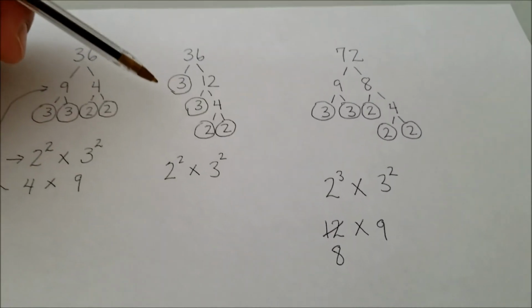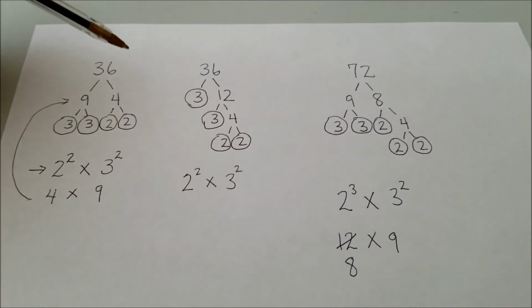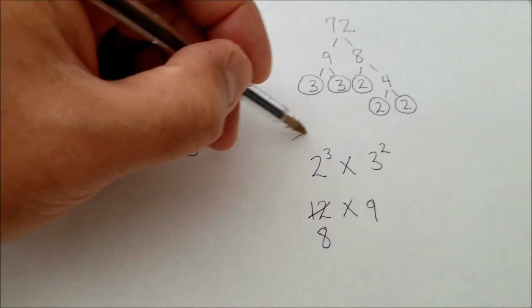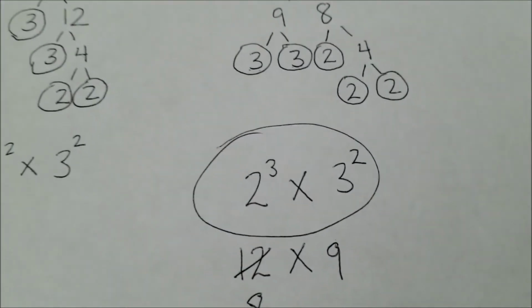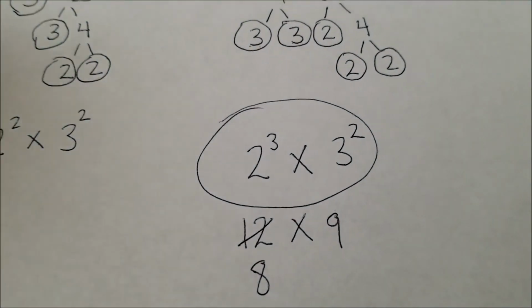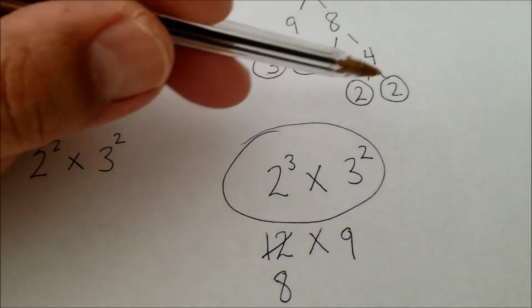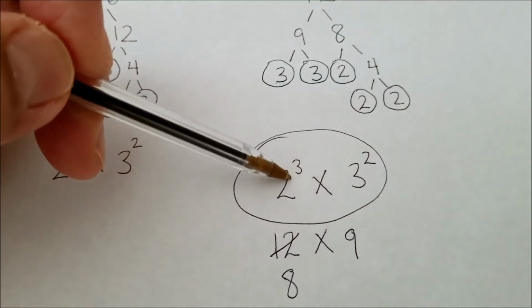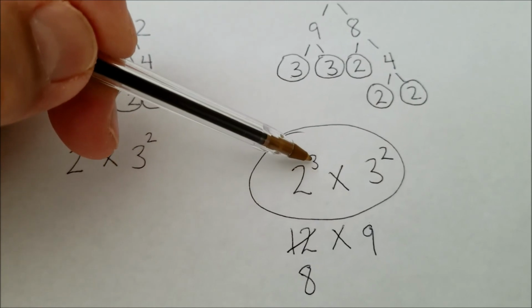Okay, guys. So there you go. That's prime factorization. And then, most teachers want it written in exponent form. And that's how you would write it in exponent form. You're just counting up the numbers. You would just take the base number and write how many times you saw it as the exponent.